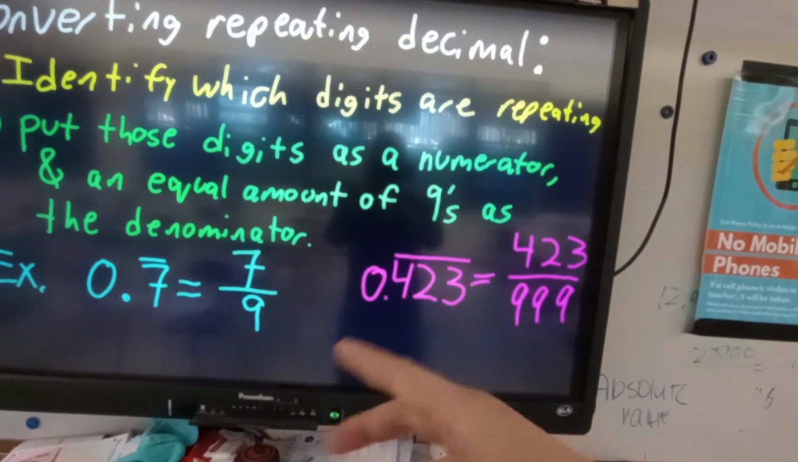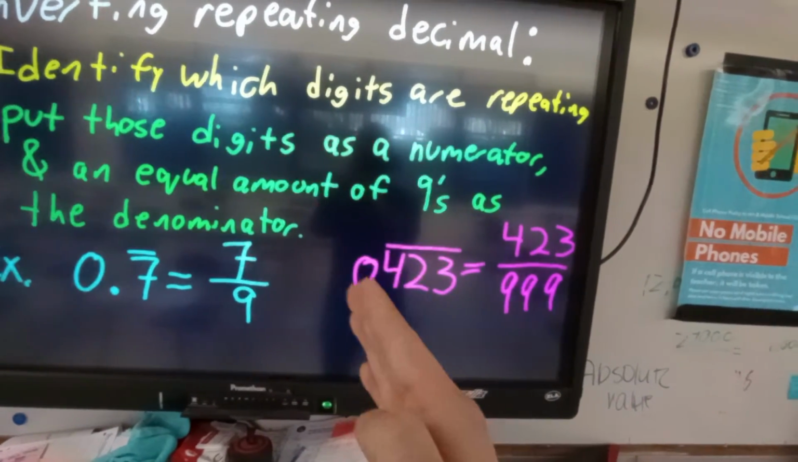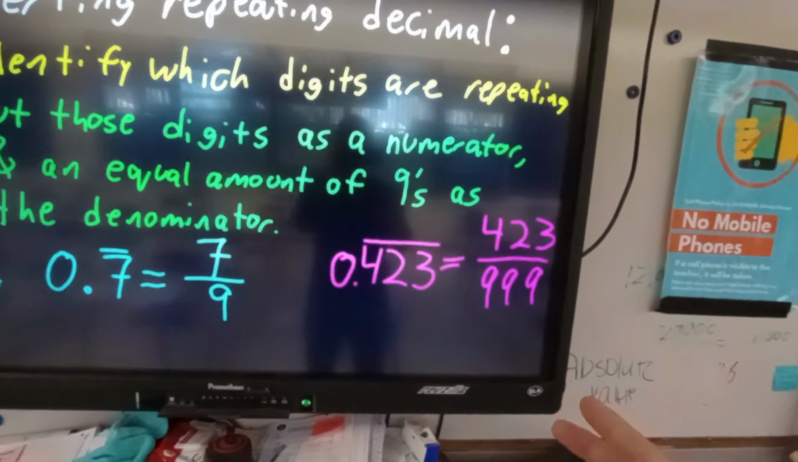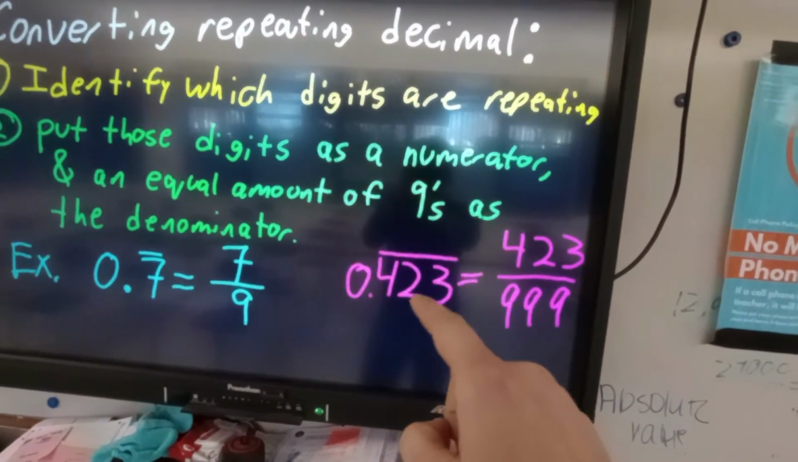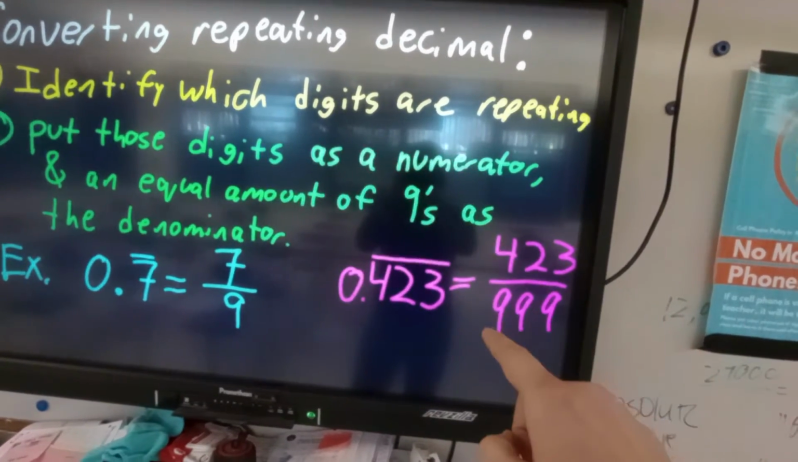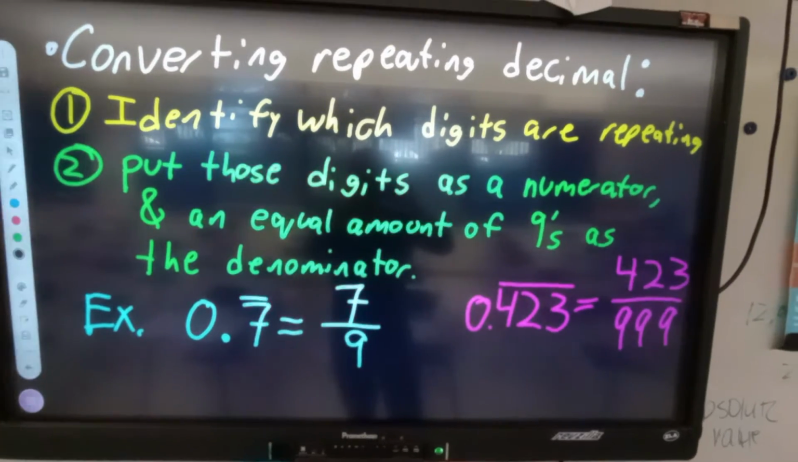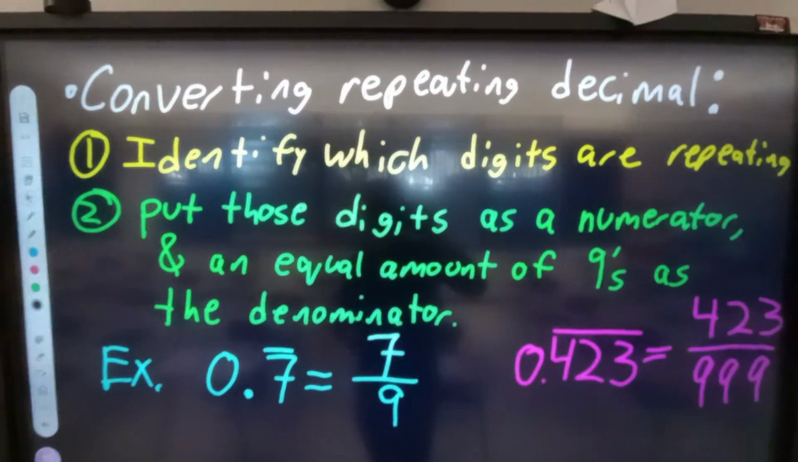Or if I have, for whatever reason, a decimal that repeated as 0.423423423, and it just repeated like that, I would set the 4, 2, and the 3 as the numerator. I would set 3 9s as the denominator. So that is how converting a repeating decimal would work.